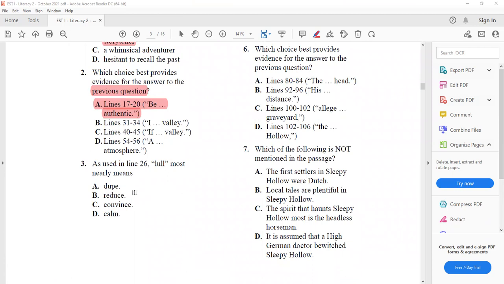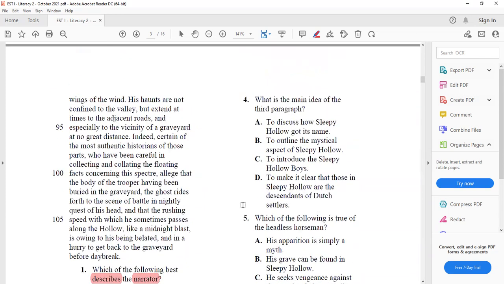Okay, mister. Dupe means fool. No, mister. Reduce? I don't think so. Convince? No. Calm? Yes, mister. It talks about calm, rest. And even he said that it is broken in by the voice of the other birds. Yes, it means calm. The question after that: what is the main idea of the third paragraph?